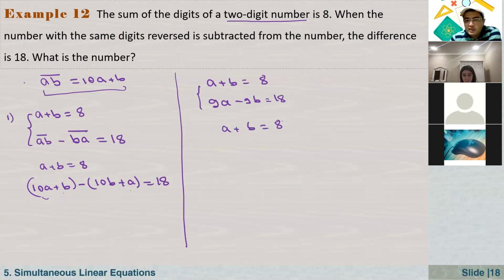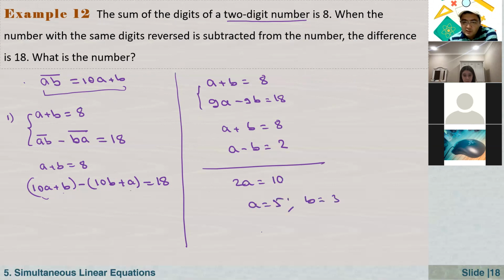And again, I can simplify further. A plus B equals 8. Divide the second equation by 9. A minus B is equal to 2. So if we add them together, 2A equals 10. What is A? A equals 5. If A equals 5, B must be 3. So what is our two-digit number? It is 53. As you see here, 5 plus 3 equals 8, and 53 minus 35 is equal to 18.